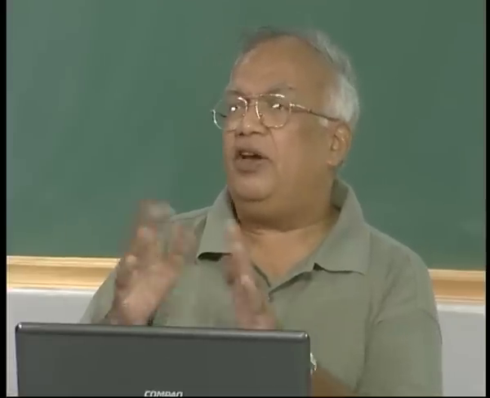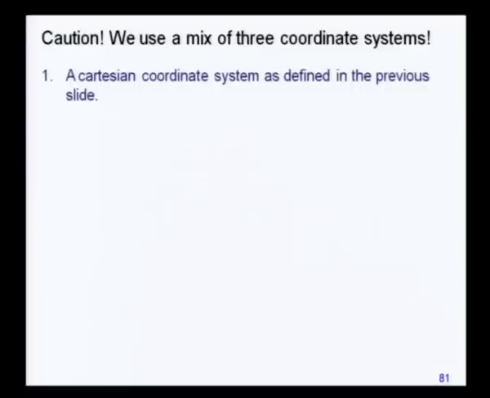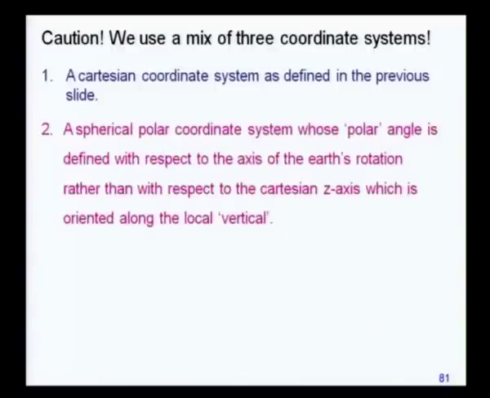You have to be careful because we are going to really mix various coordinate systems for this discussion, because it makes the discussion simpler by referring to different coordinate systems. So, we first use a Cartesian coordinate system, the manner in which I have defined it earlier, but I will also use parameters which belong to the spherical coordinate system, because I will talk about a polar angle which is defined with respect to the Earth's axis of rotation, and the Earth's axis of rotation is not the z axis. Okay. The z axis we have chosen to be along the local vertical. So, we are really mixing these things.